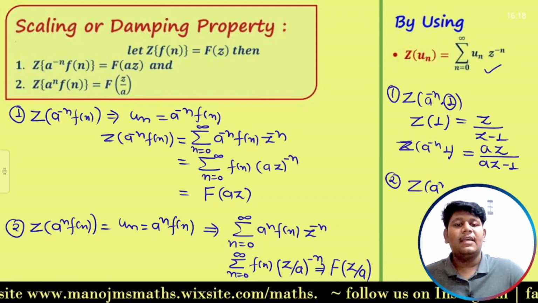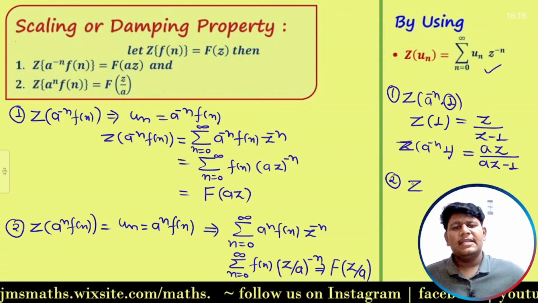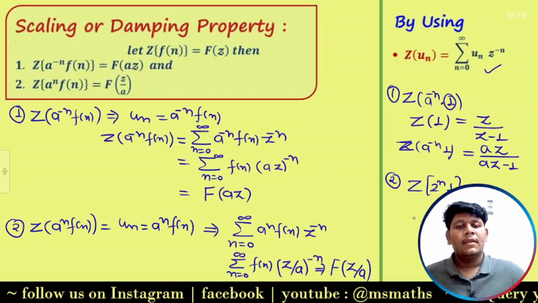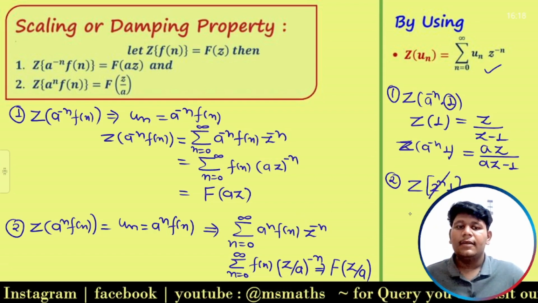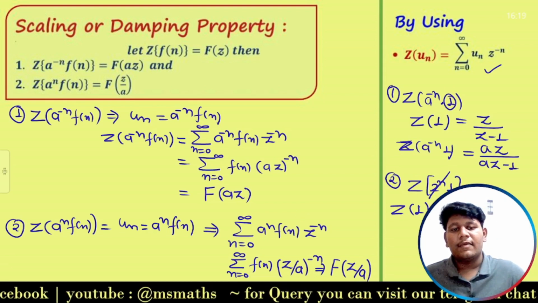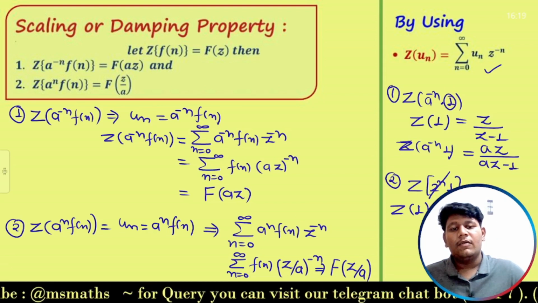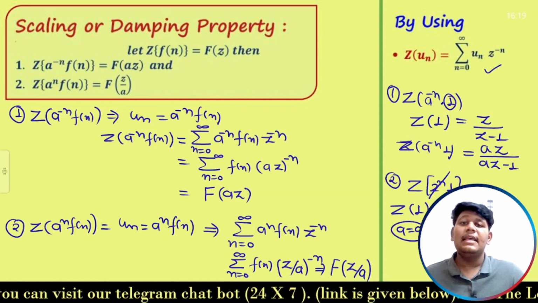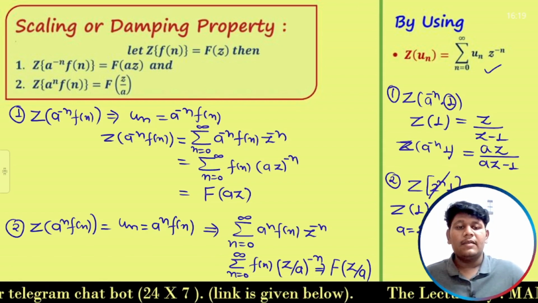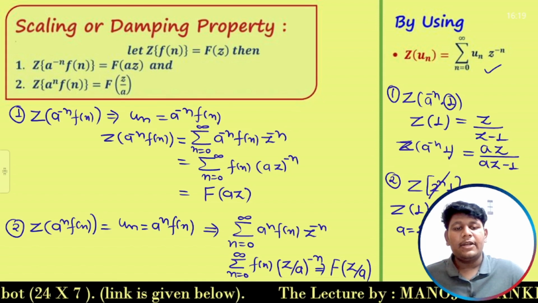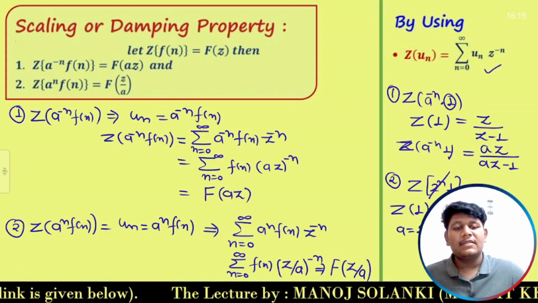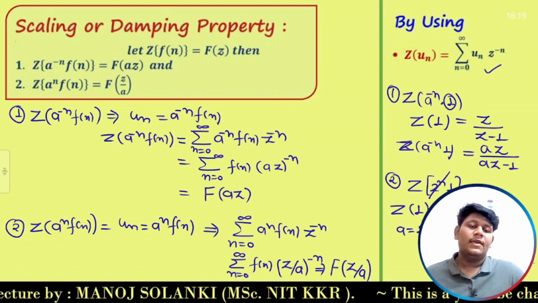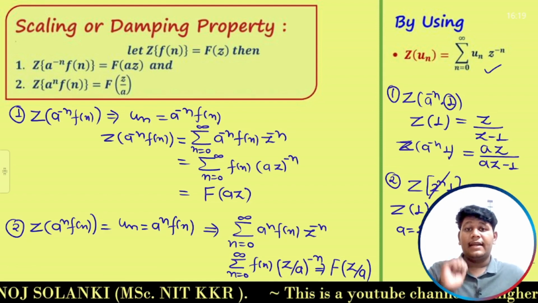The z transform of a power n, say 2 power n into 1. Firstly, cut it and find the z transform of this. It is nothing but z over z minus 1. Now 2 is here, and a is 2. So it is nothing but z by 2 over z by 2 minus 1, and it is nothing but z upon z minus 2. Okay, we can write this thing.